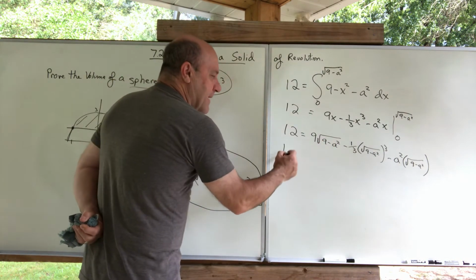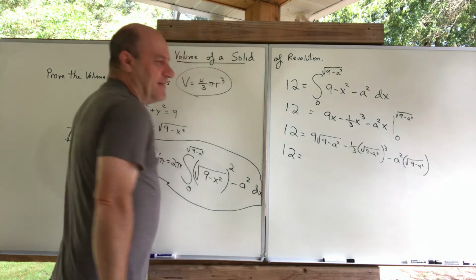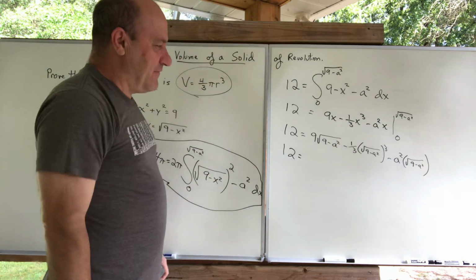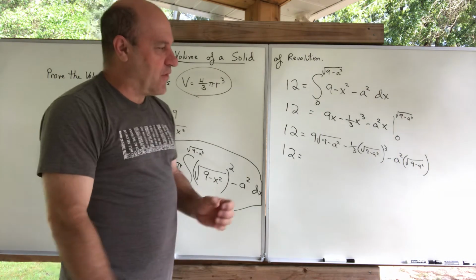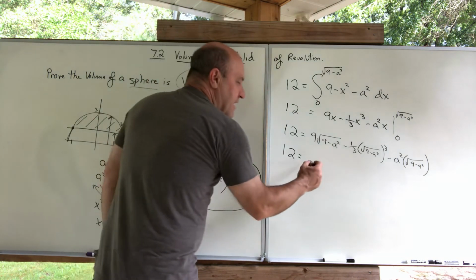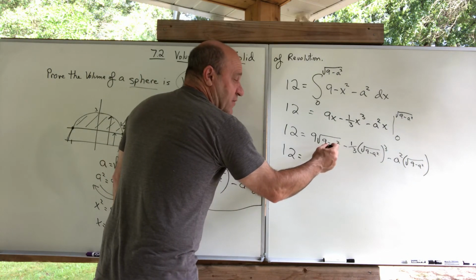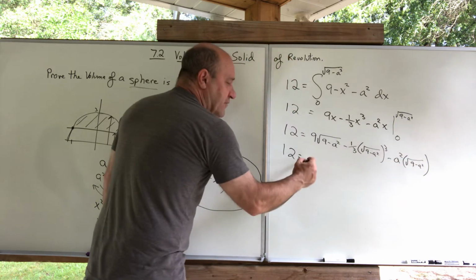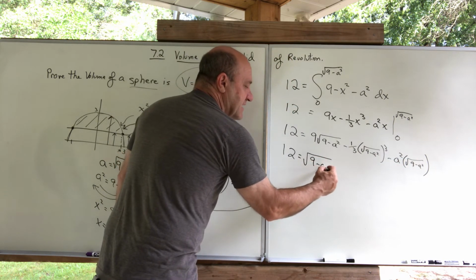Hey, I got to solve this algebraic equation. And I guess I've done some problems like this before. The smart thing would be factor out a square root of 9 minus a squared. There's a square root of 9 minus a squared there. There's 3 of them there. And there's 1 of them there. Let's factor out a square root of 9 minus a squared.